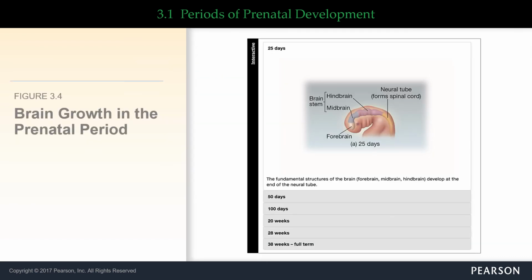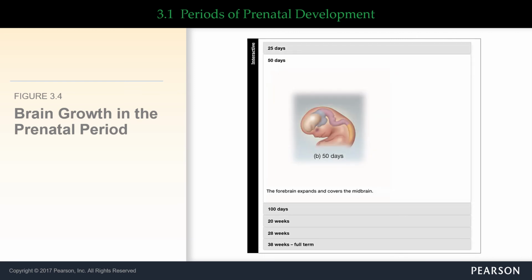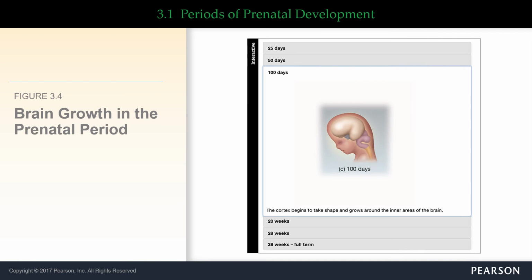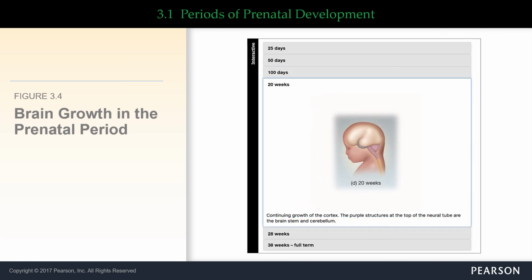And so here's a chart that depicts the neuronal development. So here's 28 days. Here's 50 days. Looking closer, the forebrain expands and covers the midbrain. At 100 days, the cortex begins to take shape and grows around the inner areas of the brain. At 20 weeks, there is continuing growth of the cortex, and the purple structures at the top of the neural tube are the brain stem and the cerebellum.